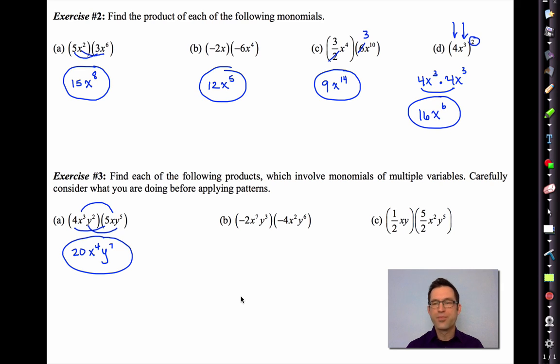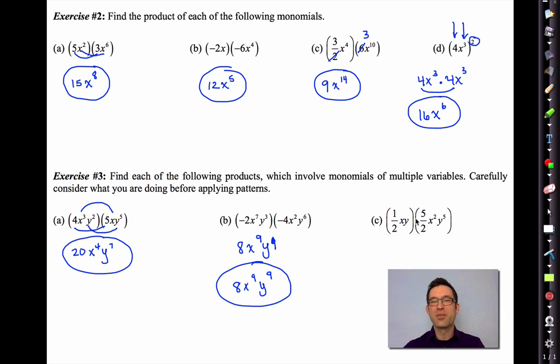Okay, let's go through them. Exercise 3 letter B, I'll have -2 times -4. That'll be a +8. X to the 7th times x to the 2nd will be x to the 9th. Y to the 3rd times y to the 6th will also be y to the 9th. Let me rewrite that again, just so that you're absolutely certain that that's a y to the 9th and not a y to the 4th or something like that.